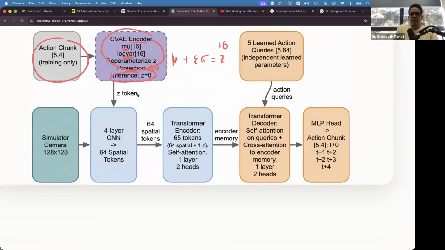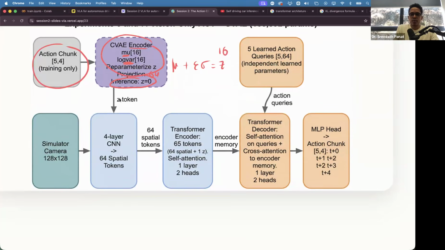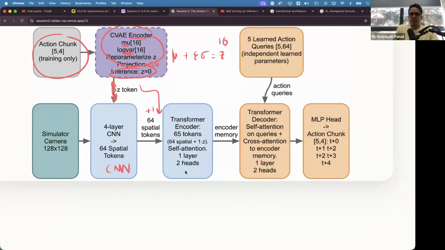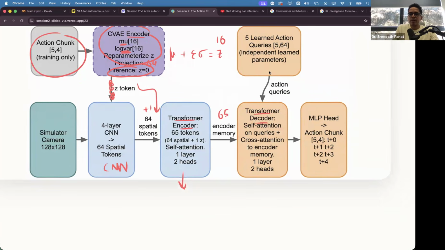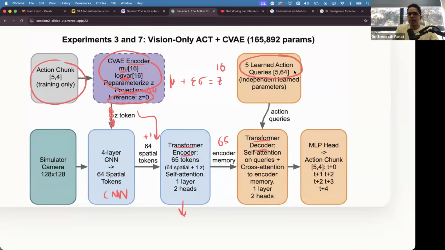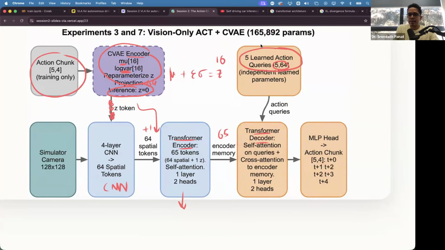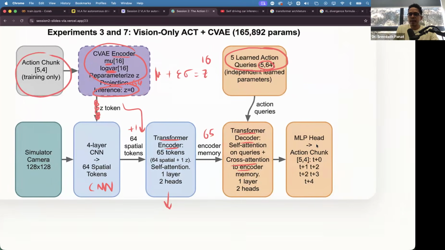Then that z token is passed in. I would say this is not the most correct way to put it, but you can say over here to make it 64 plus 1, 65 tokens: 64 spatial tokens plus 1. Okay, so this is the CNN layer. This is the transformer encoder layer with 65 tokens. So now you have 65 context vectors here. And now this is the transformer decoder into which 5 action queries are passed, which are each 64 dimensions. There is self-attention between these queries and cross-attention between the 5 query tokens and the 65 tokens coming from here, followed by an MLP head.